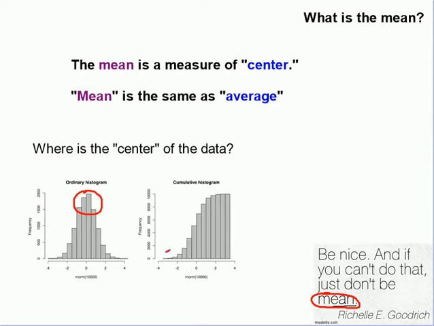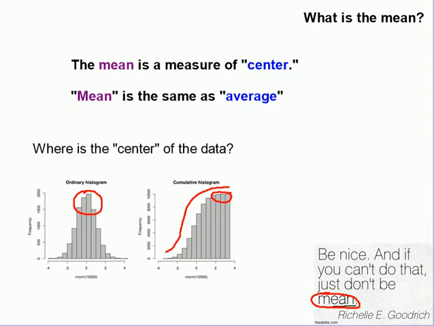Now, if you look over here, we have a completely different shape to our data. You can see that most of the data is not going to be over here. Most of the data is going to be over in this area. So where our center is is important. It tells us where most of the data is. A mean is a measure of that center, and it's the same thing as average.